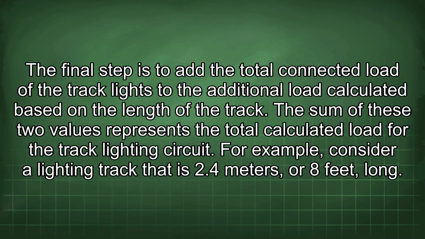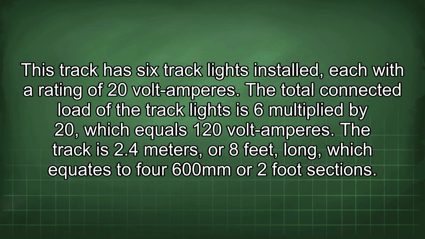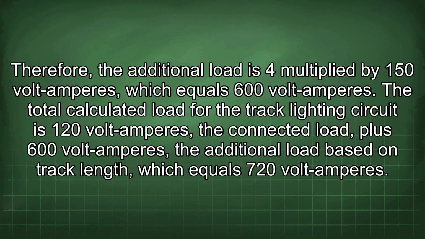For example, consider a lighting track that is 2.4 meters or 8 feet long. This track has 6 track lights installed, each with a rating of 20 volt-amperes. The total connected load of the track lights is 6 multiplied by 20, which equals 120 volt-amperes. The track is 2.4 meters or 8 feet long, which equates to 4 sections of 600 mm or 2 feet. Therefore, the additional load is 4 multiplied by 150 volt-amperes, which equals 600 volt-amperes.